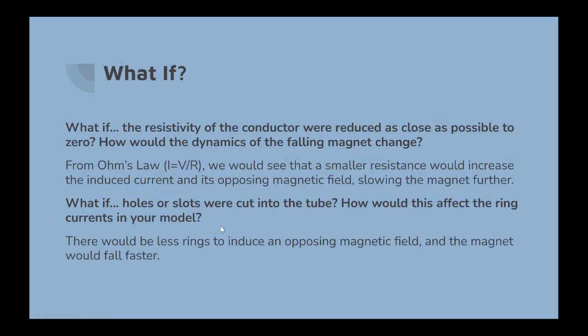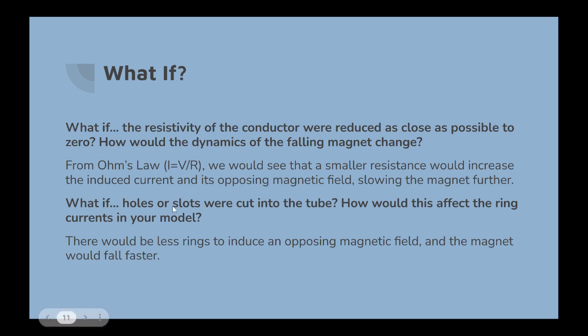What if the resistivity of the conductor were reduced as close as possible to 0? How would the dynamics of the falling magnet change? So from Ohm's law, we can see that a smaller resistance would increase the induced current and its opposing magnetic field, which would then slow the magnet further. So it would take a longer time to get through the tube.